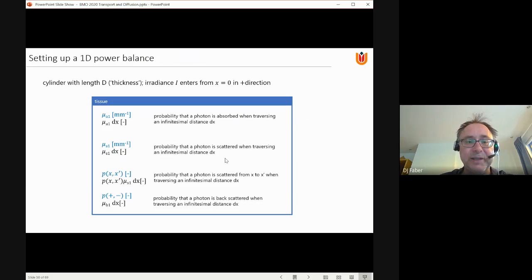All right, an updated list. The first three elements I already discussed. We now have the backscatter coefficient as an extra parameter. The probability, so backscatter coefficient P_B times dx, is then the probability that the photon is backscattered when it traverses an infinitely small distance dx.